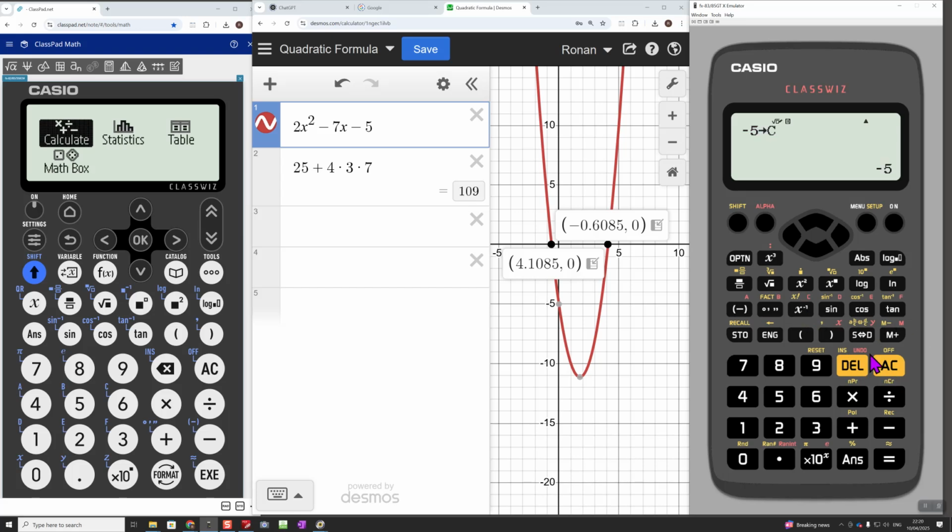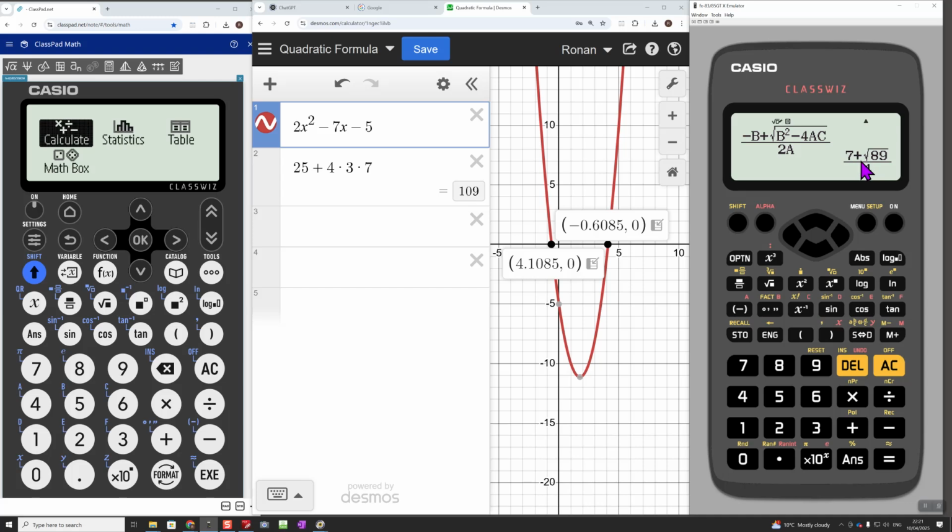Okay, so let me clear my screen, and I'll fill in the formula, which is minus b. So notice I'm using the alpha button to access these red variables. And I can only do plus or minus, not both. So I'll do plus the square root of b squared. So I'm going b, and I'll use this squaring function, minus 4ac, all over 2a.